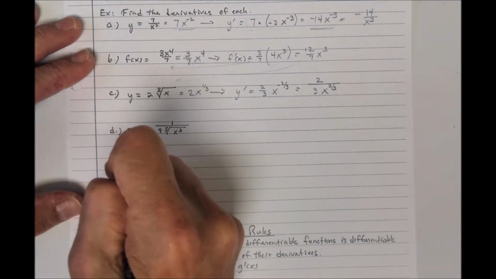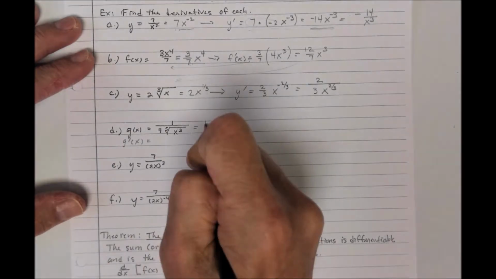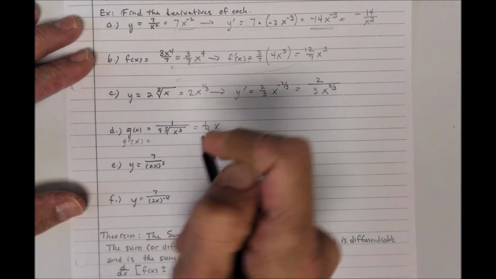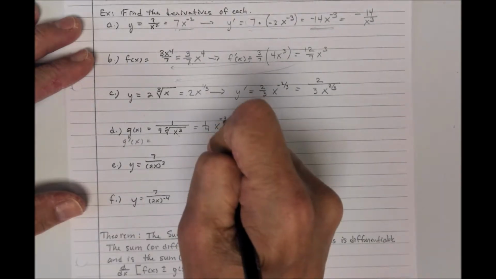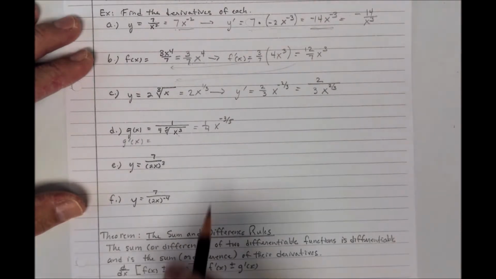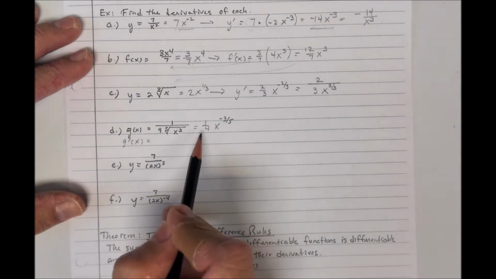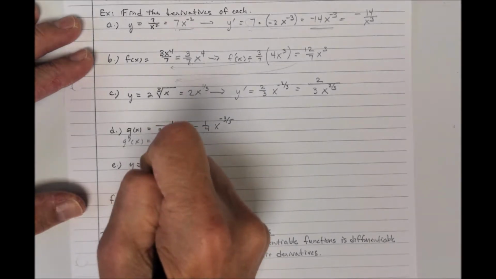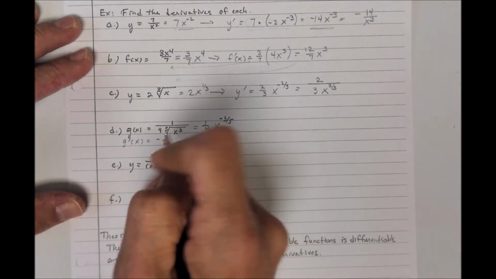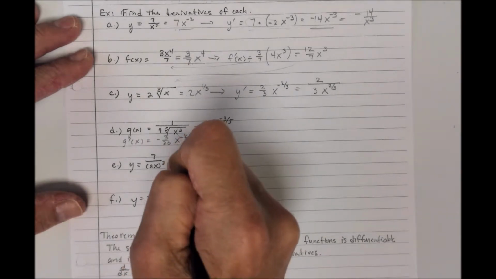G prime of x, we'll just get it below here. I'm going to first have to rewrite this. This is 1/4 x to the 3/5 power, and it's in the denominator, so that's going to be negative 3/5. So now if I use my power rule and my constant multiple rule, I bring the negative 3/5 out in front. It's going to be times the 1/4. That's going to be negative 3/20. And then I subtract 1 from the exponent. Negative 3/5 minus 1 is negative 8/5.